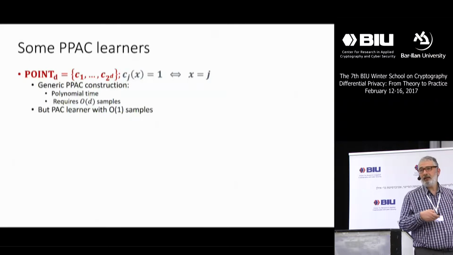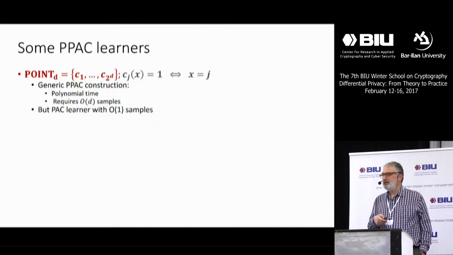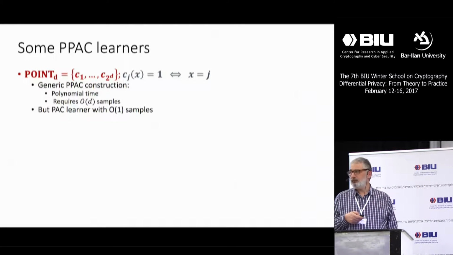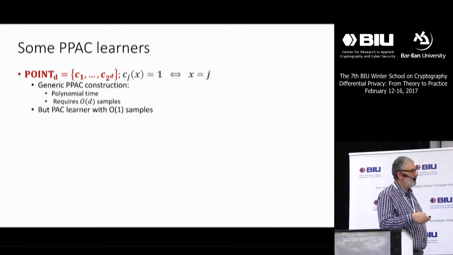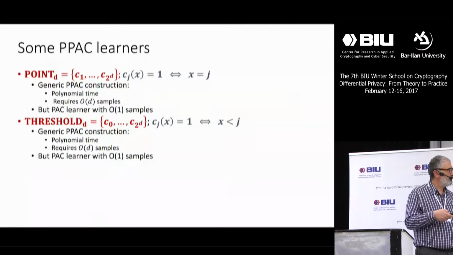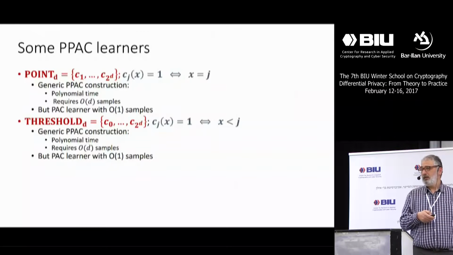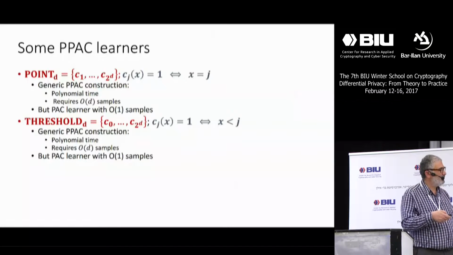But as we said, because this dimension here is 1, we can do it much more efficiently without privacy. So there is a gap here. At least we can do it, and it's polynomial in the representation. With thresholds, it's similar. We can do it in polynomial time. It requires order of these samples again, but we can do it with a lot fewer samples non-privately.